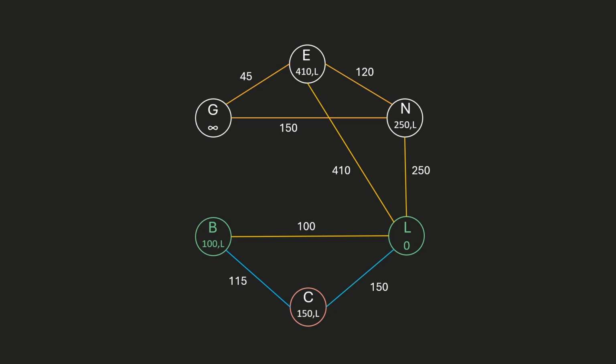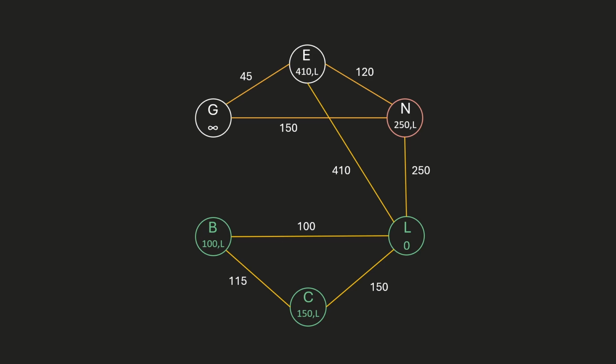And the same applies for London. We won't update it since the current path is optimal. So we can mark Cardiff as fully explored. The next node we will explore is Newcastle. So Newcastle has a total cost of 250 and it has 3 neighbours.